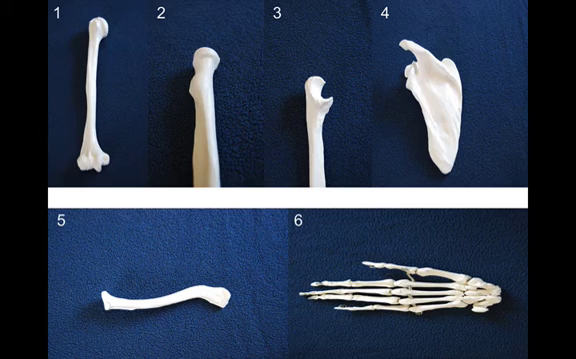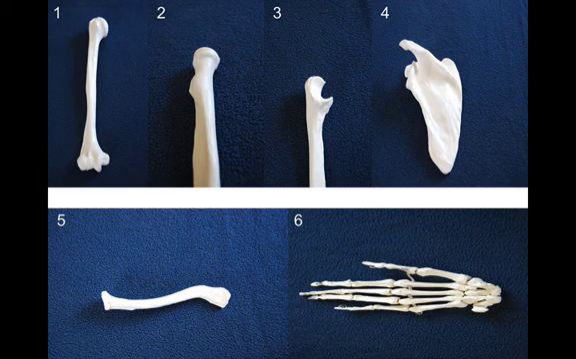So number 1 is the humerus, and the key landmarks I discussed were the head of the humerus, which connects to the glenoid fossa of the scapula, and then the distal landmarks are trochlea and capitulum. The trochlea articulates or connects with the ulna. Then the capitulum connects to the radius.